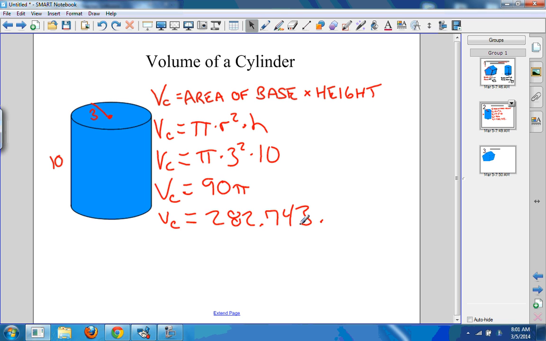282.743. All right, I'm going to put some units on this now. So let's say this is 3 centimeters, this is 10 centimeters. Units with volume is cubed, or cubic, as you can imagine, because it's three-dimensional. So always the units in volume are going to be to the third power.